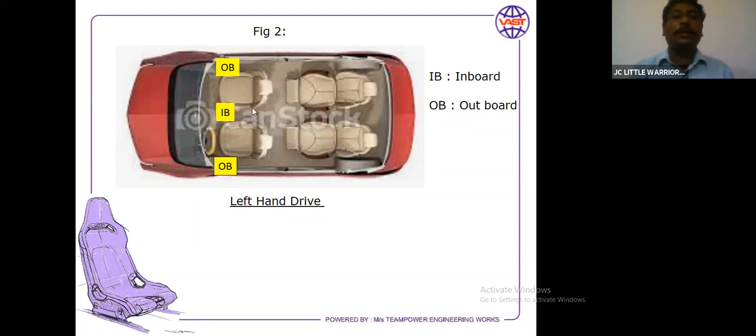Now coming to the terminology, like what is IB and OB. This is very, very important terminology. When you say OB, it is outboard. Outboard is nothing but the outside of the seat. You can see for this driver seat, outboard is the left side extreme, and this side is inboard. For the co-driver seat, outboard is this one and inboard is this side.